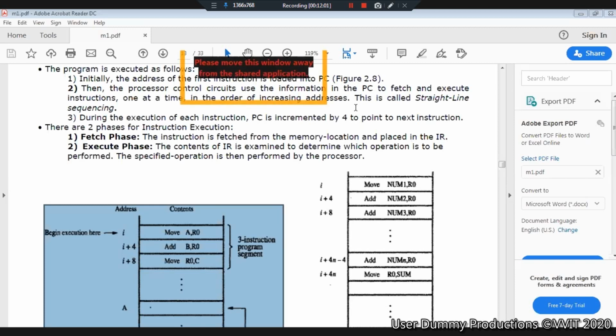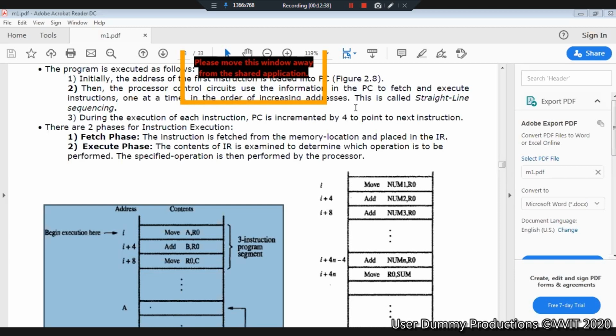What is meant by IR? What is the expansion of IR? We have seen in the architecture, what is IR? Instruction Register. Yes, IR is the instruction register. So what is the execution phase? Whatever is placed in the IR will be decoded there to check what instruction it is.